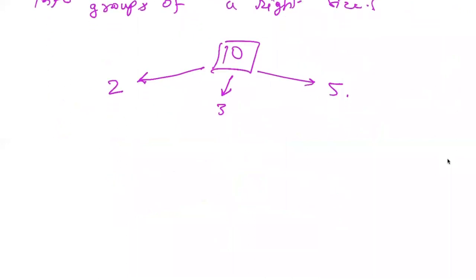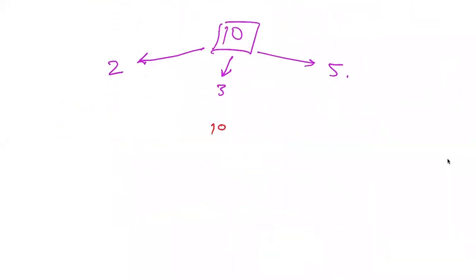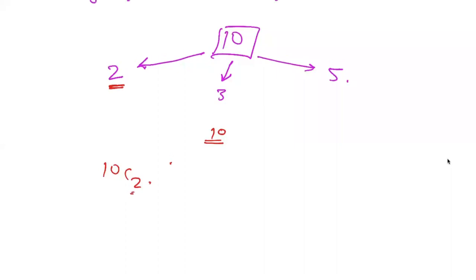So what we have to do in this case? 10%, we have to take this out too. So we have to split them into the groups like 10C2 first, and second will be, out of 10 we have already taken 2, so we have 8, so 8C3, and now this will be 5C5.